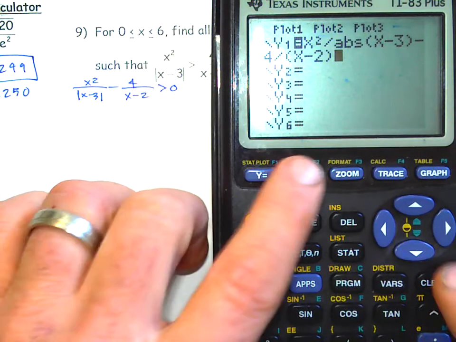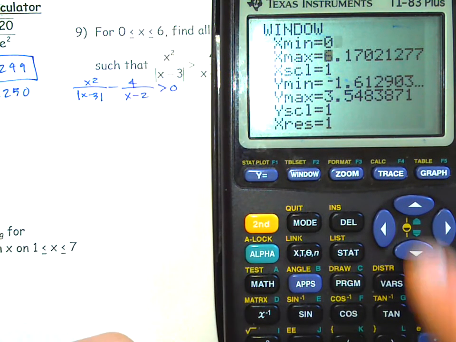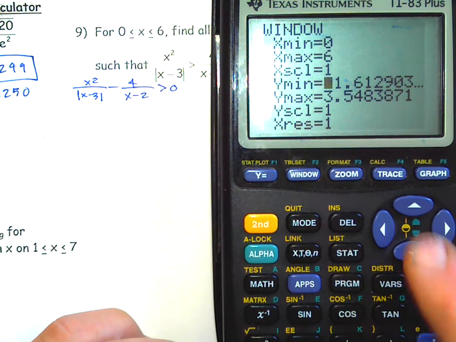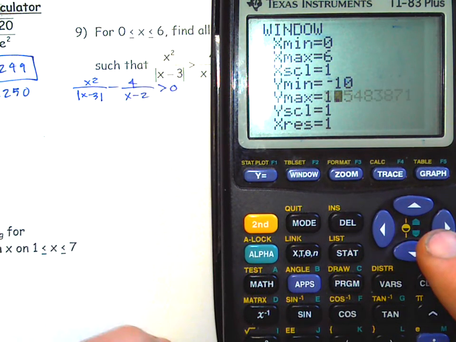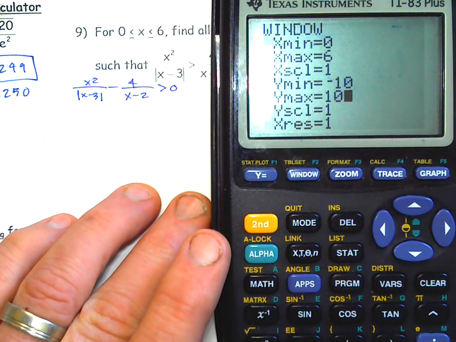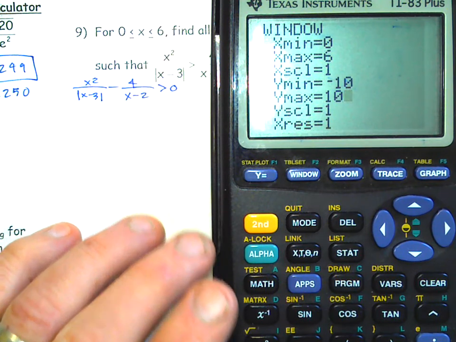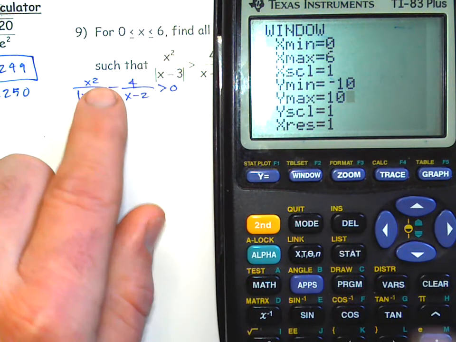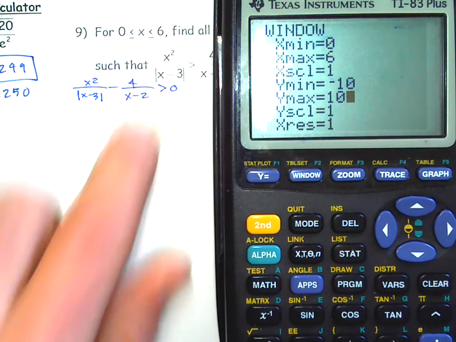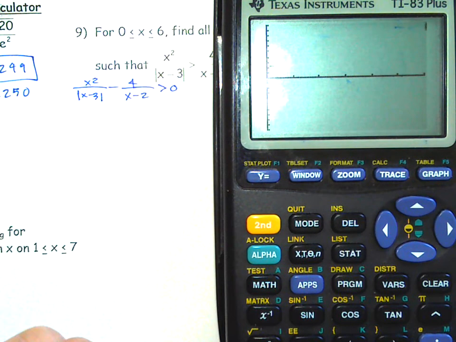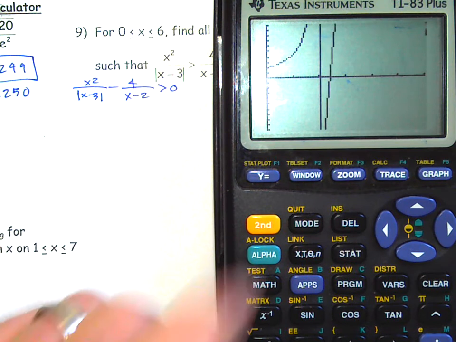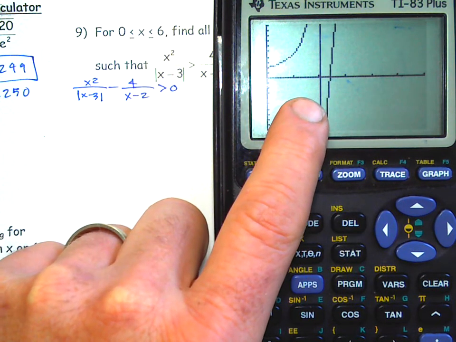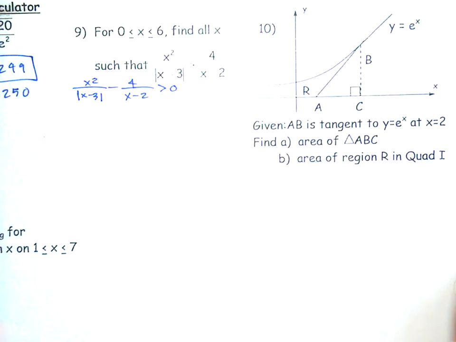I'm going to go to the window and say I only care about 0 to 6. Now, I don't know about the y values. I'm going to say negative 10 to 10 for right now. But I'm willing to change the window easily. Okay? We want to know where is this graph that we're going to graph right now above the x-axis. Let's graph it. There it is. Oh, you should know what that is. That's vertical asymptote, right? Now, this is a tricky problem.